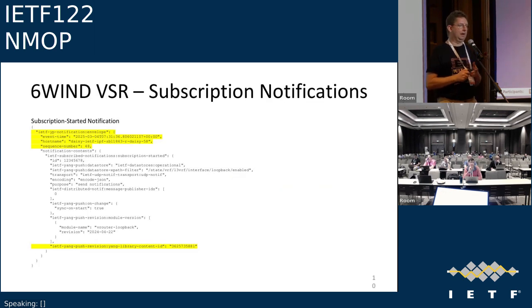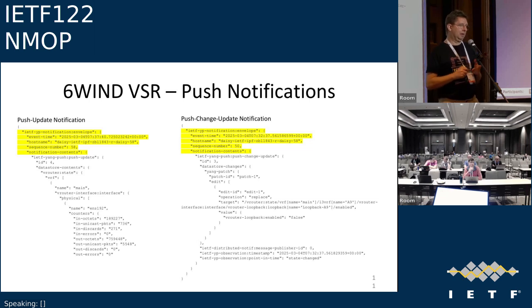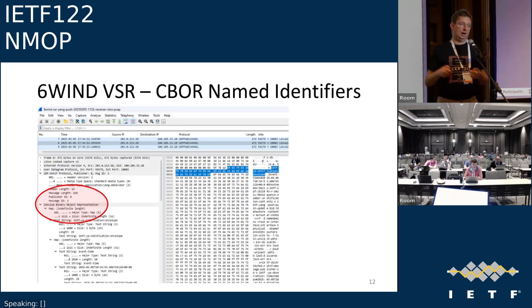Then on the 6WIND side, we now also have an updated version with the envelope notif and also the YANG library content ID in the subscription started. And here, same also on the notification envelope for both push-update and push-change-update notifications. Now, what was for us a very nice thing to see is that we just got the first implementation of CBOR named identifiers, and we just opened it in Wireshark and it just worked out of the box.